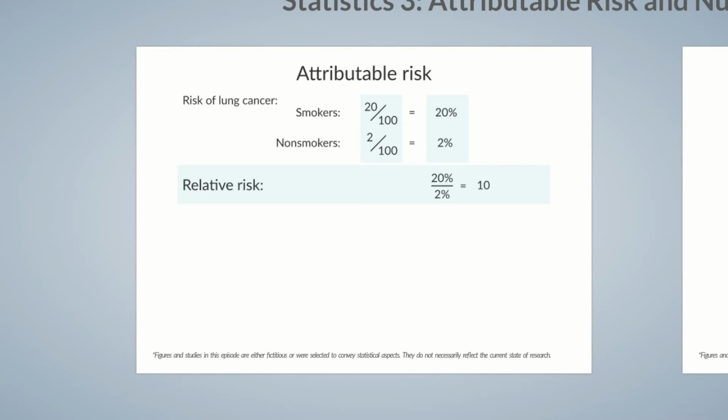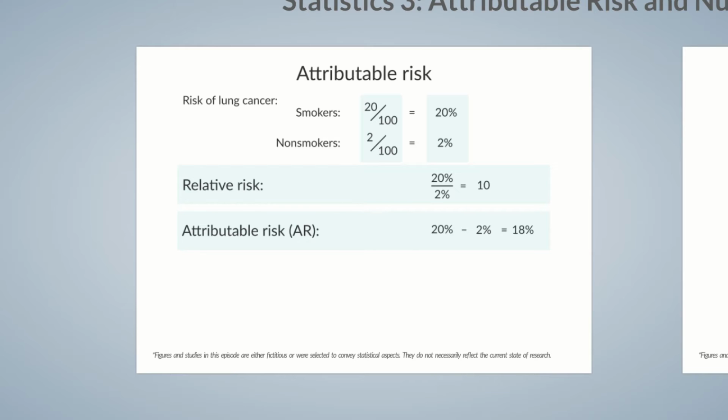Let's move on to the attributable risk. The attributable risk is an additional means of comparing both groups. It's the incidence of disease in the exposed group that can be attributed to the exposure. The risk of the non-exposed group is subtracted from the risk of the exposed group. So, 20% minus 2% equals 18%.